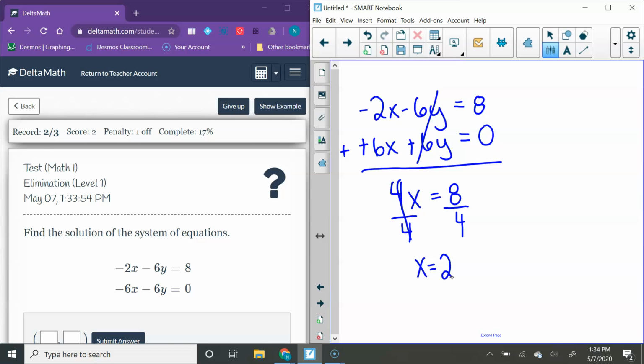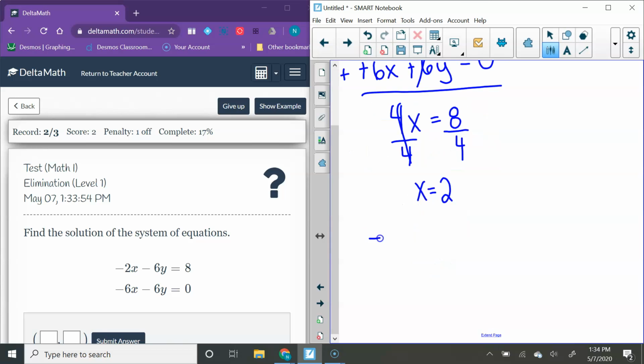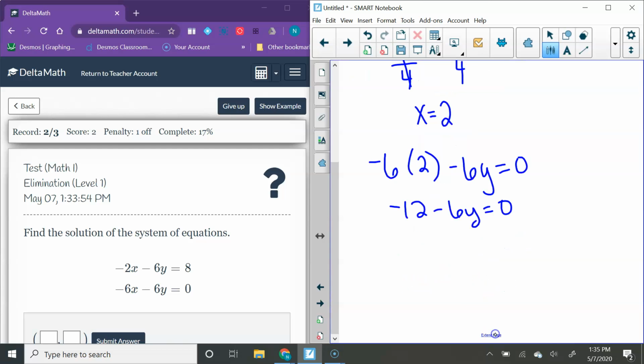And so now we've got our x coordinate. We're going to plug that back into one of our equations. It doesn't matter which one. I think I'll pick the bottom one there. So negative 6 instead of x, I'm going to put 2, minus 6y equals 0. And so this is negative 12 minus 6y equals 0.